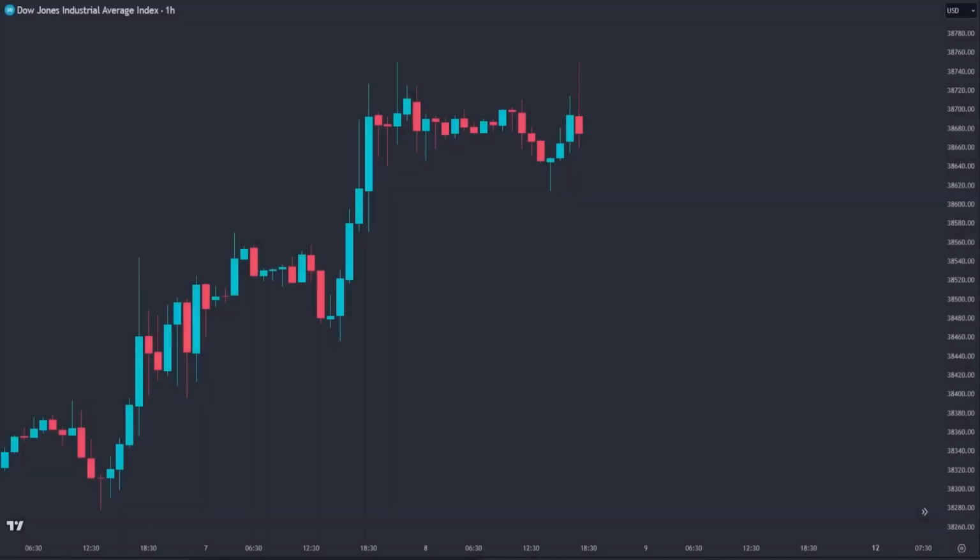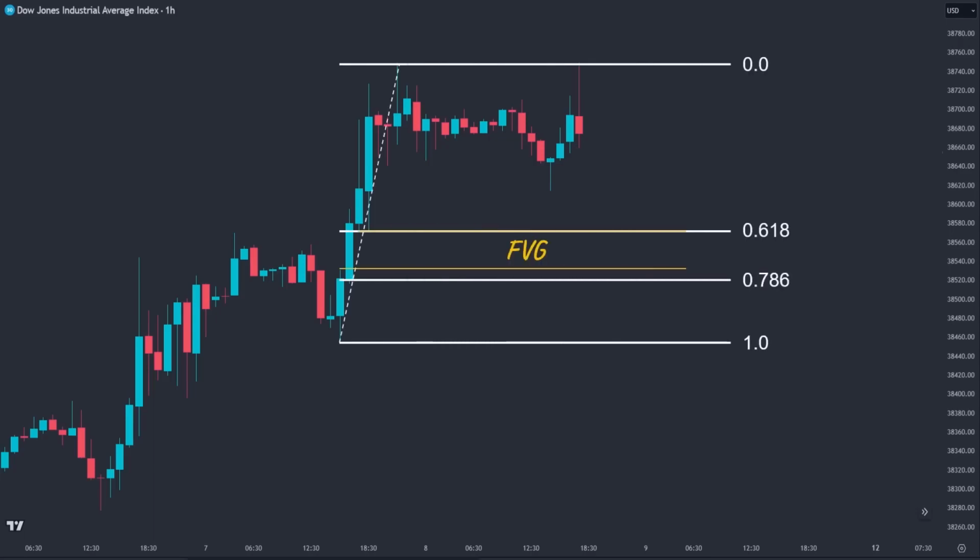Here on the Dow Jones 1-hour time frame, we observe a bullish trend. The market continuously forms higher highs and higher lows. But where can we enter the bullish trend? As smart money traders, the first thing we look for is the fair value gap. By applying the Fibonacci retracement tool, we can observe that this fair value gap is precisely located between the 61.8% and 78.6% retracement levels. Therefore, if the price returns to this area, we can zoom into lower time frames to seek confirmation to enter a long position.